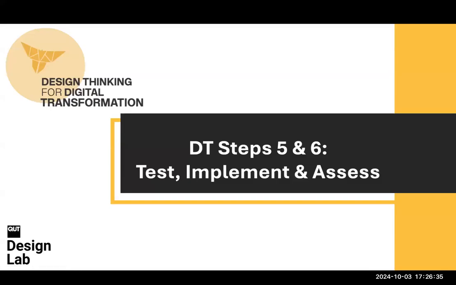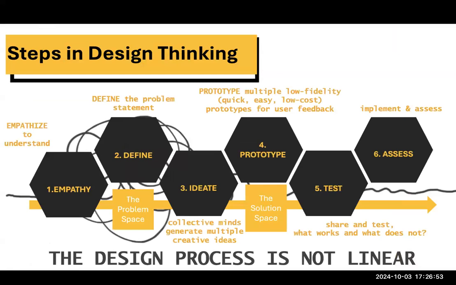And we're at the last phase and steps of design thinking, steps 5 and 6. Step 5 is to test, and step 6 is to implement and assess. This is a really exciting phase because it means that you're deploying all your ideas into the field. You can see here we've gone through everything. We started with empathy, we defined a problem, we've ideated, we've come up with lots of different ideas, we've picked 1 or 2 to prototype, and now we're rolling those out.